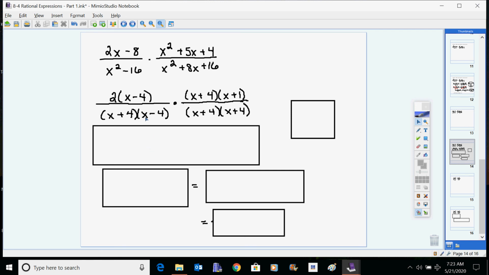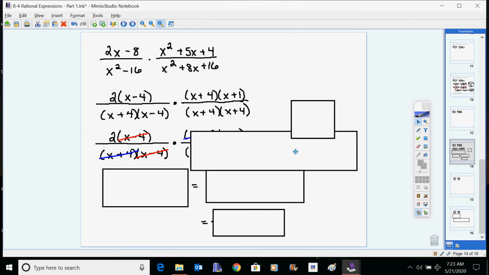So for example, the x minus 4s can cancel out. The x plus 4s can cancel out. The ones that are at the same level can't cancel out. So here's some canceling. Okay, now here I showed these two x plus 4s canceling out. It doesn't matter if you choose these two or if you choose these two.